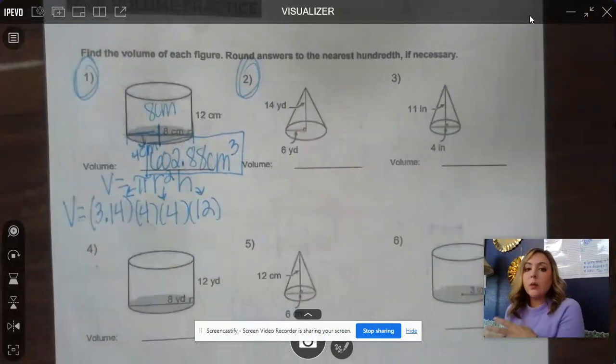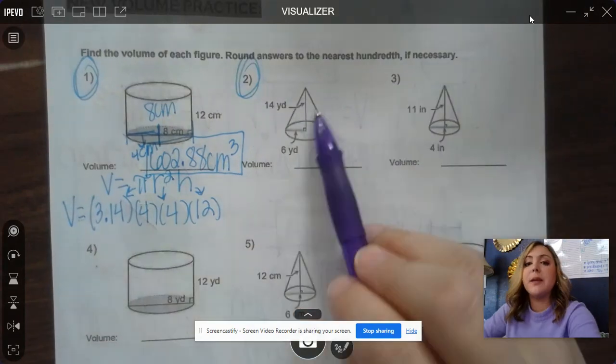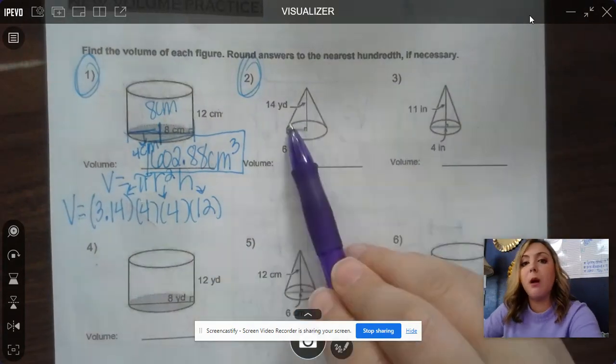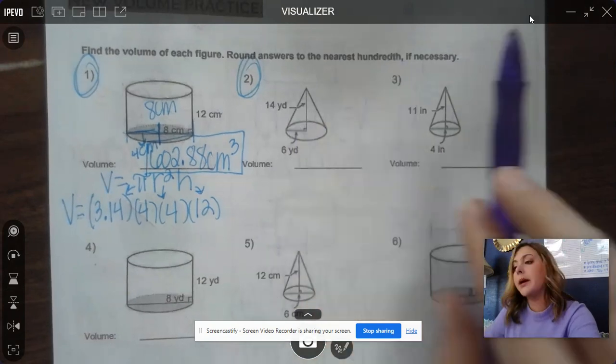Okay. If you need to pause and copy that, you can. But as we move on to number 2, I want you to see that is a different shape. So it is a different formula. So I'm going to go now and identify what shape is this? What volume are we solving for here? Cone, right?